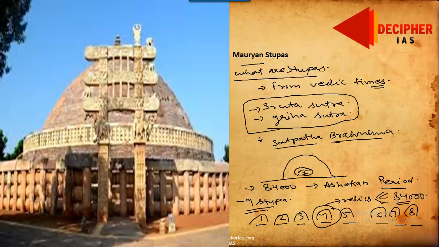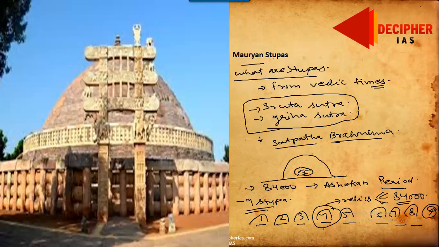Out of these 9 stupas, the foremost 8 stupas were having the bones, ashes and relics of Buddha. The 9th one was actually having the original pot in which the relics of Buddha were placed. Now, what were these 8 places actually?